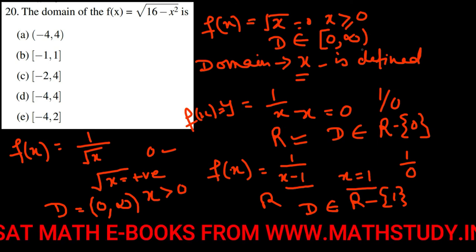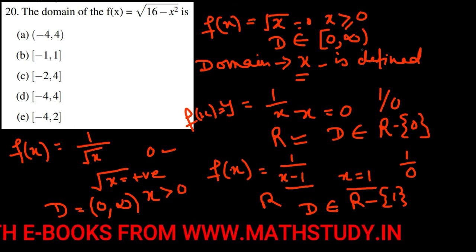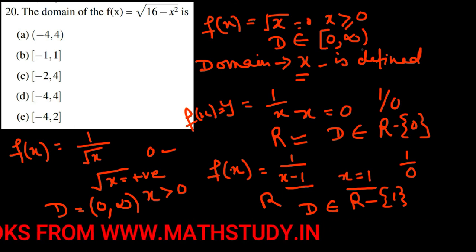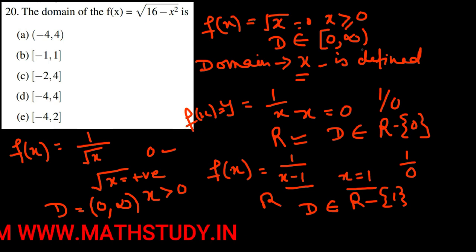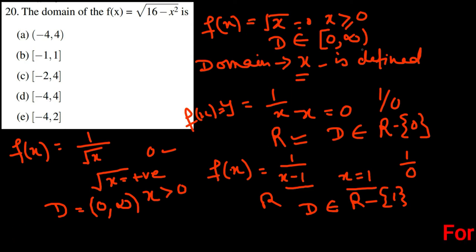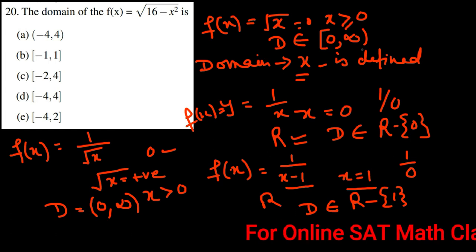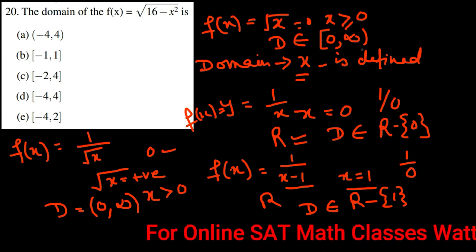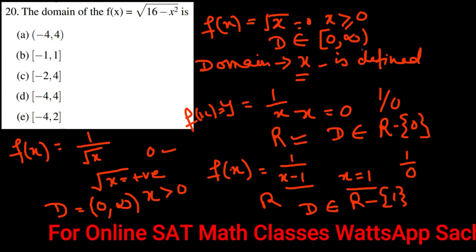I think the concept regarding the domain is clearer to you now. We have to consider the values of x, that means the input of x, where the function is not defined. If the function is not defined at any particular point, then we have to exclude that point, and all other values of x will be our domain, right?